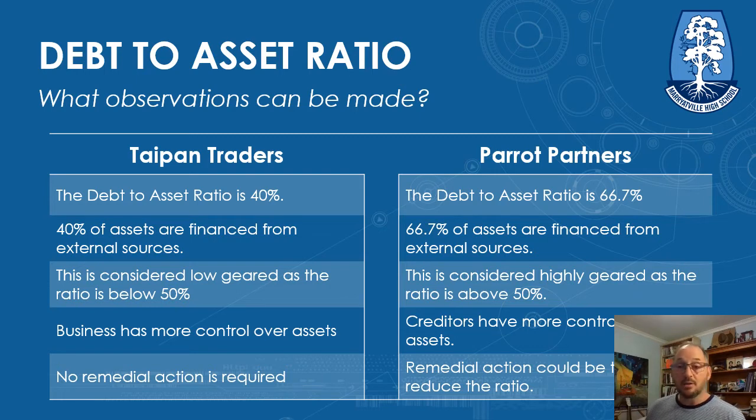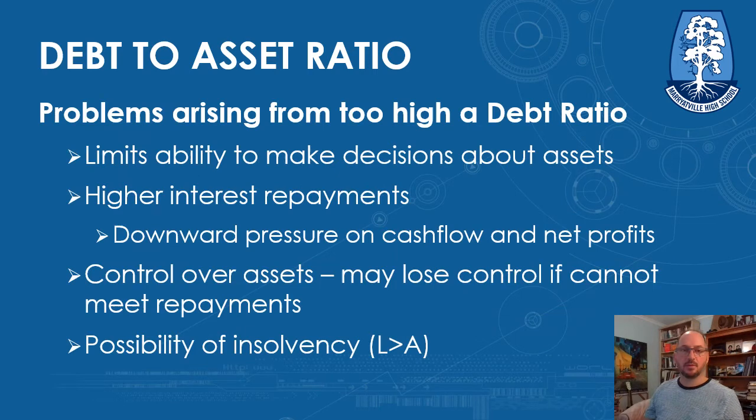What does this mean about control over assets? Well, this means that creditors would have more control over the assets than the business. Is remedial action required? Yes, you would recommend that remedial action could be taken to reduce the ratio. What are some problems arising from too high a debt ratio?